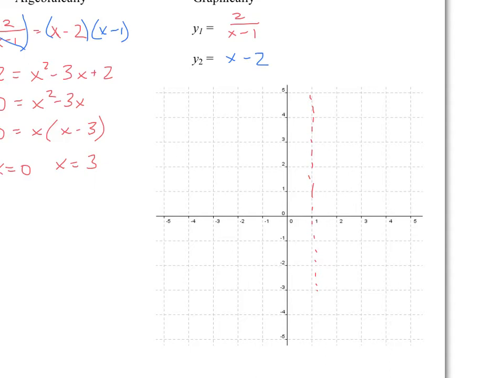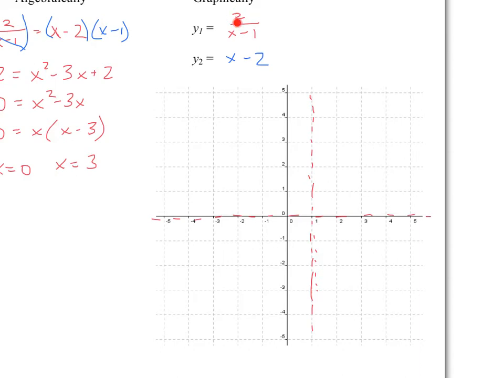Sorry, I'm off the line a bit here. Okay, and then here, because we do not have any vertical translation, the horizontal asymptote will be at 0.